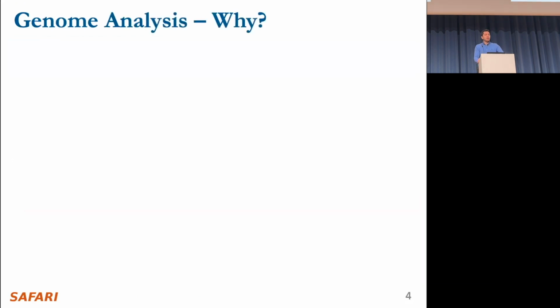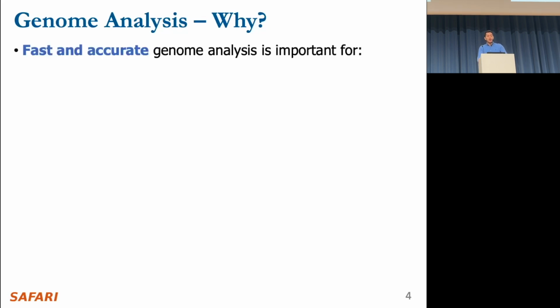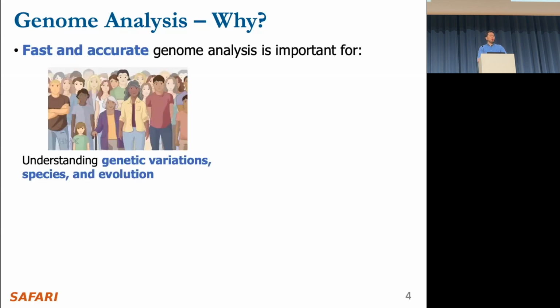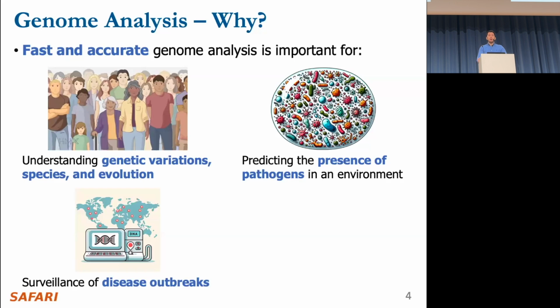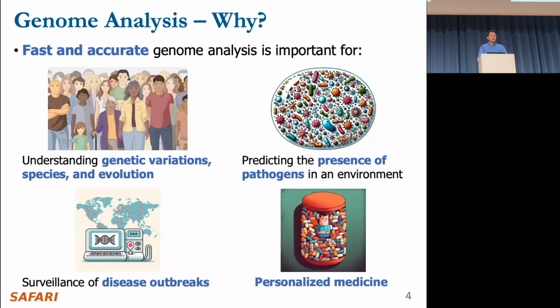So let me start with some background. This work is mainly focusing on genome analysis, and you may ask why we do genome analysis. Fast and accurate genome analysis is really important for many applications. One is understanding genetic variations, species, and evolution. Another use case is predicting the presence of harmful pathogens in an environment. It's also very useful for rapid surveillance of disease outbreaks, and of course for personalized medicine.